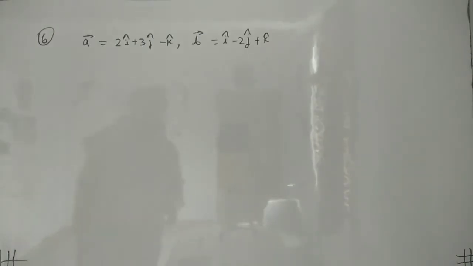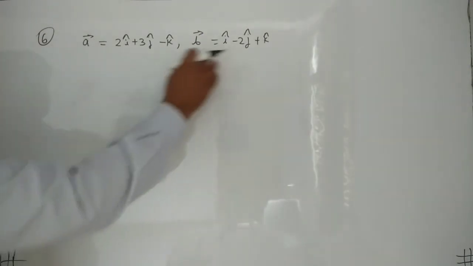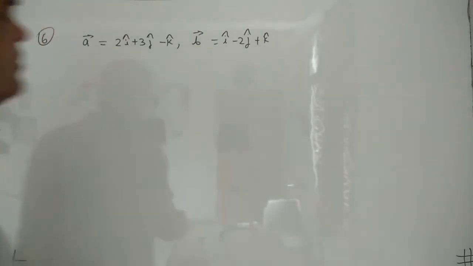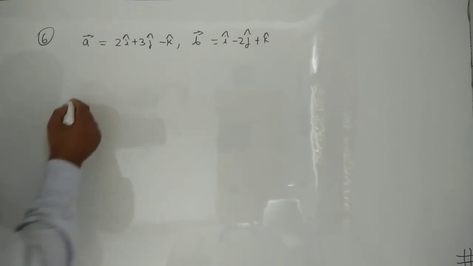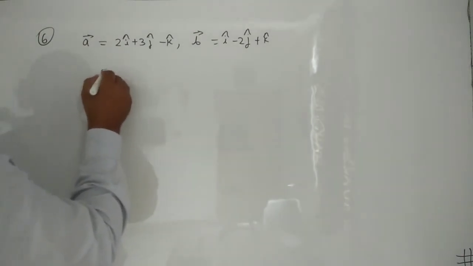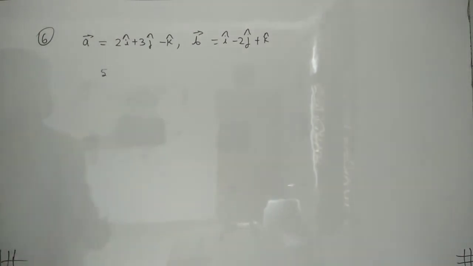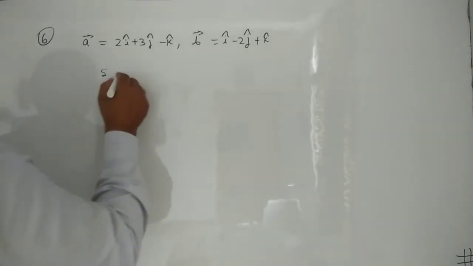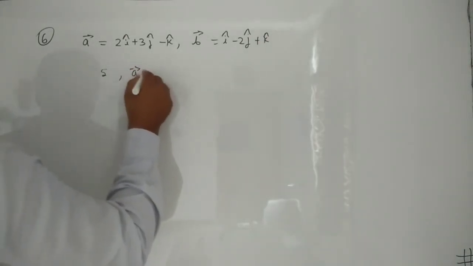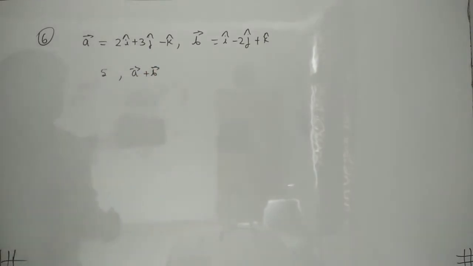Consider this 6th question of the miscellaneous. In this case we are given vector A and vector B, and we have to evaluate a vector of magnitude 5 units in the direction of the resultant of vector A and B. So what is the resultant of vector A and B? The resultant of vector A and B is vector A plus B. So first of all we have to find out what is A plus B.